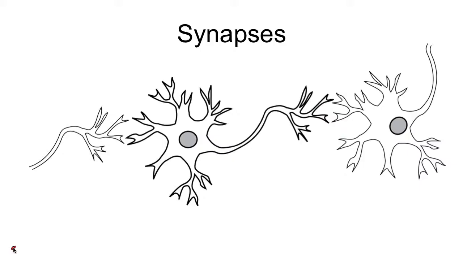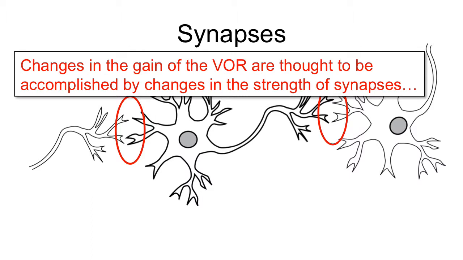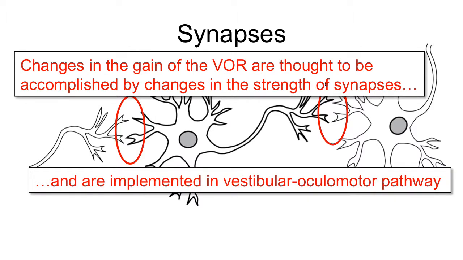Well, what do we mean when we say that the synapses change in strength? Well, recall that synapses are the junctions between different neurons, and they can vary in how effective they are. You can increase the effectiveness of a synapse by increasing the amount of neurotransmitter that is released, or increasing the number of receptors on the postsynaptic side, just to name a couple of examples. It's not surprising that the VOR gain is accomplished by changes in the strength of synapses, but it is somewhat surprising that the synapses that change are located within the vestibulo-ocular pathway.